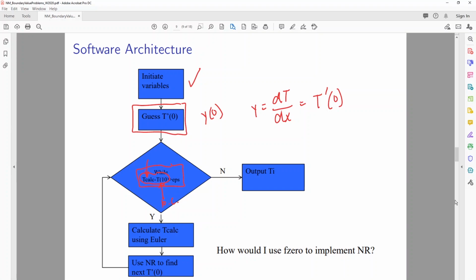Now, if this inequality holds, if the left-hand side is greater than EPS, then we need to keep going because we haven't gotten a value close to 0 and we're not done. We haven't converged. So we calculate this tcalc using Euler, and then we can use Newton-Raphson, in a specialized sort of method, and we'll use F0 to talk about how we can use Newton-Raphson in F0 to find the next t prime. Once we have that, we go back up and do it all over again, and eventually we're going to converge.